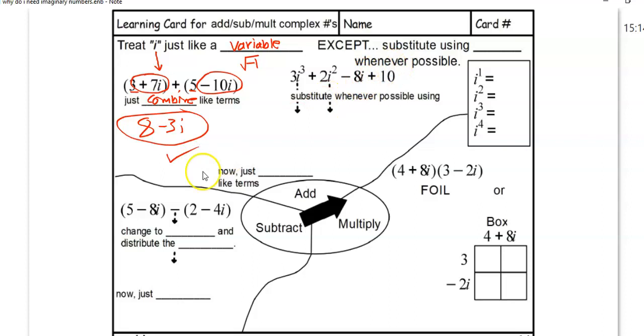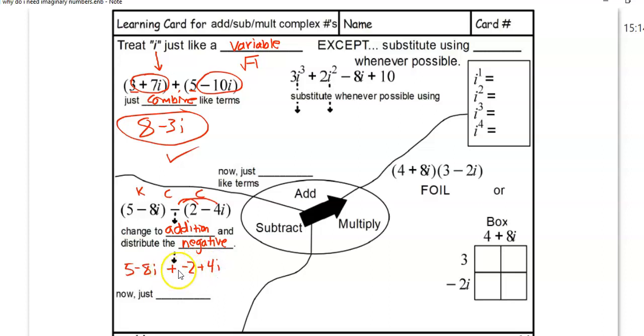Down here, if you want to subtract, let's just change it to addition. Of course, you can't just change something to addition. If you change it to addition, you have to distribute the negative. We like to say keep, change, change. Keep the first term, then change this to addition, and then change the back end by distributing the negative. So this is going to be 5 minus 8i plus, and then we're going to distribute that negative to the 2 and to the negative 4i. So minus 2 and negative 4i is really plus 4i.